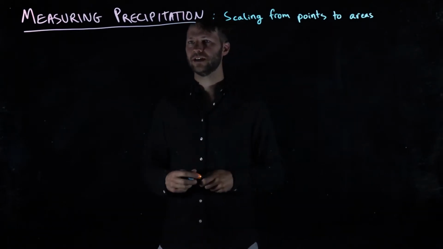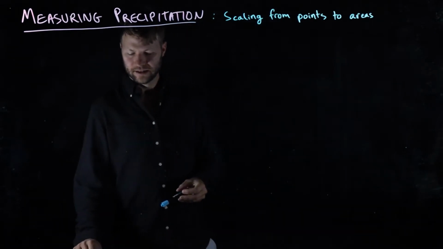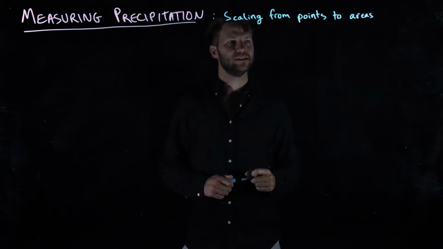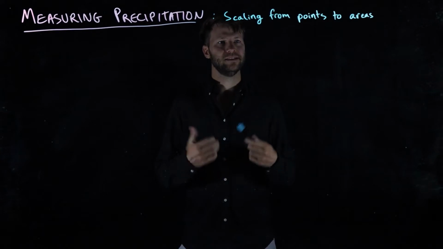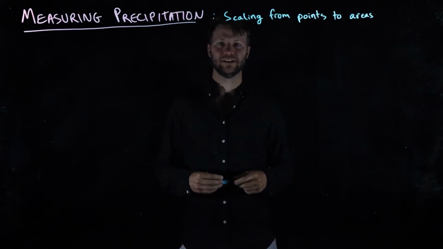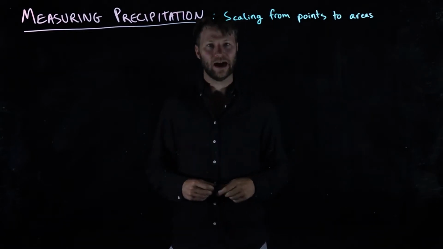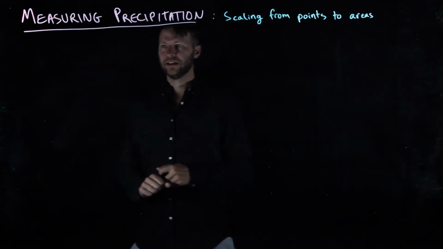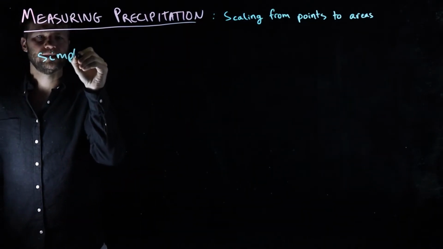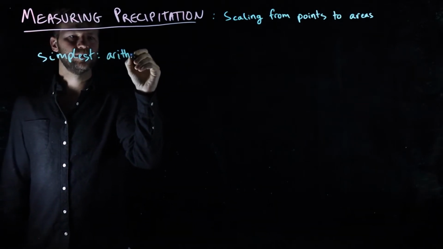So we're going to talk about a few different ways to do this kind of scaling, and I'll note that these are not only applicable for dealing with precipitation, but the methods that we're talking about would also be suitable in some cases for averaging things like soil moisture over a larger spatial area or aquifer properties. The absolute simplest way is simply an arithmetic average.